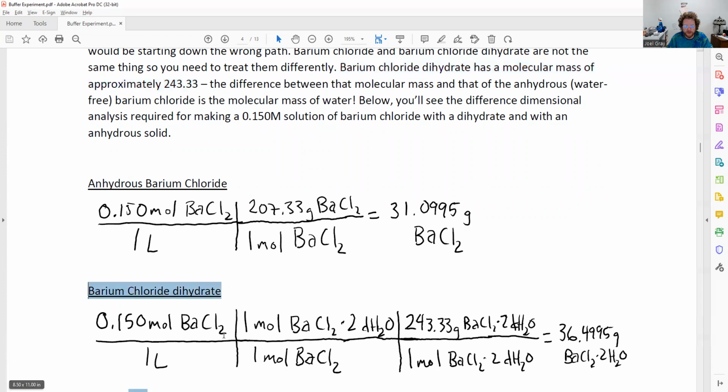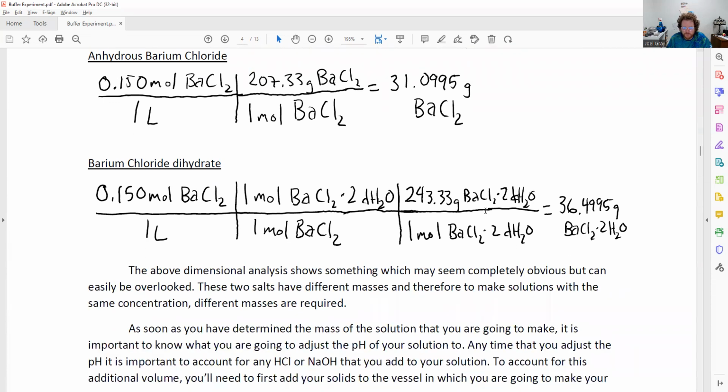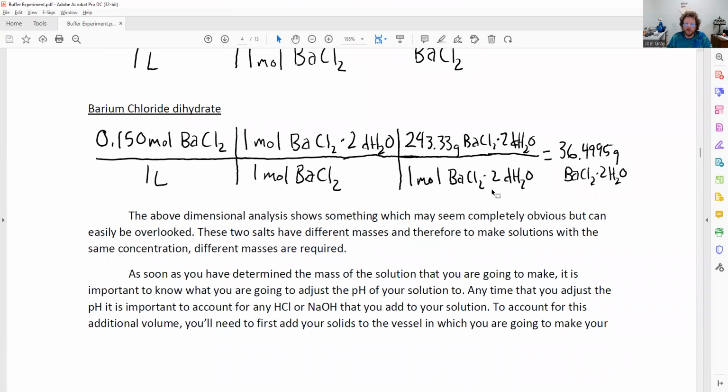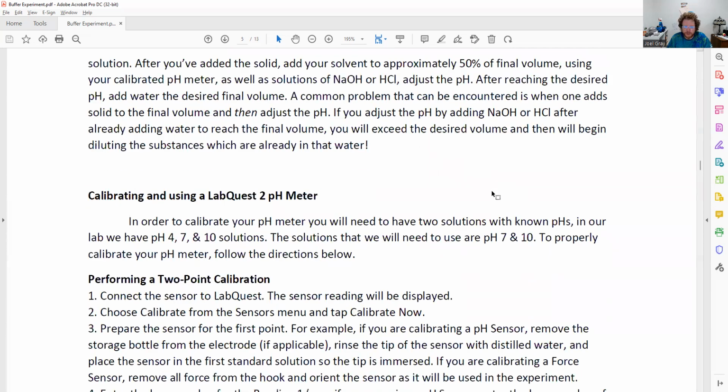So 0.15 times 1 times 243.33 divided by 1 times 1 times 1 gives you 36.4995 grams of BaCl2 dihydrate. So you do have to take into consideration the mass of that dihydrate when you're doing this sort of calculation. Now, what this is all leading to is using a couple of different things. One thing is we're going to be using the LabQuest 2 pH meters whenever we're preparing our buffers. So you have to calibrate your pH meter.